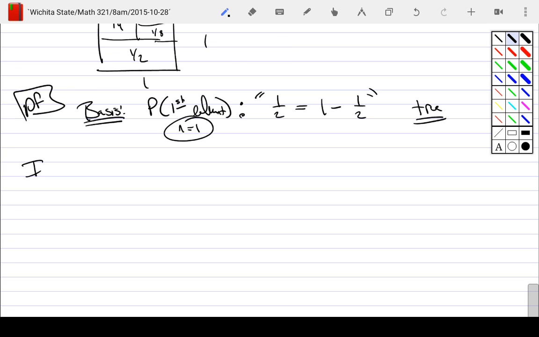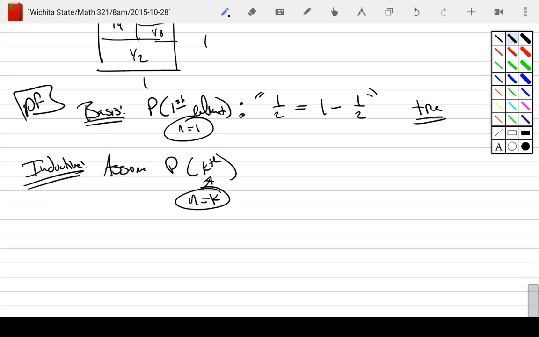Okay, inductive. I'm going to assume P of the kth. What are we going to use for the kth? The easiest way to do that, let's just simply call it n equals k. For this particular problem, I'm going to let n equal k. Sometimes this is more awkward, but it's nice that it ends up being nice like that. But what does that denote? 1/2 plus 1/4 plus everything up to 1 over 2 to the k does indeed equal 1 minus 1 over 2 to the k.